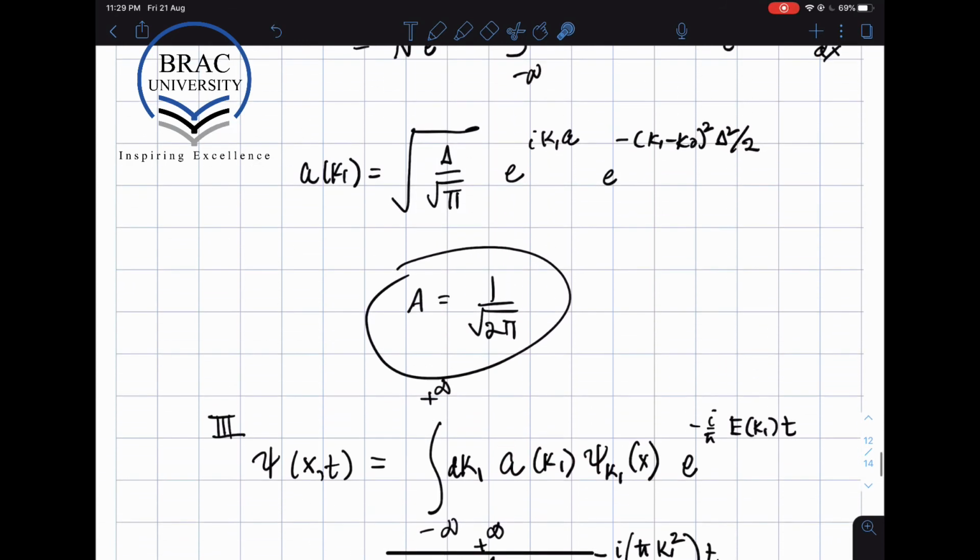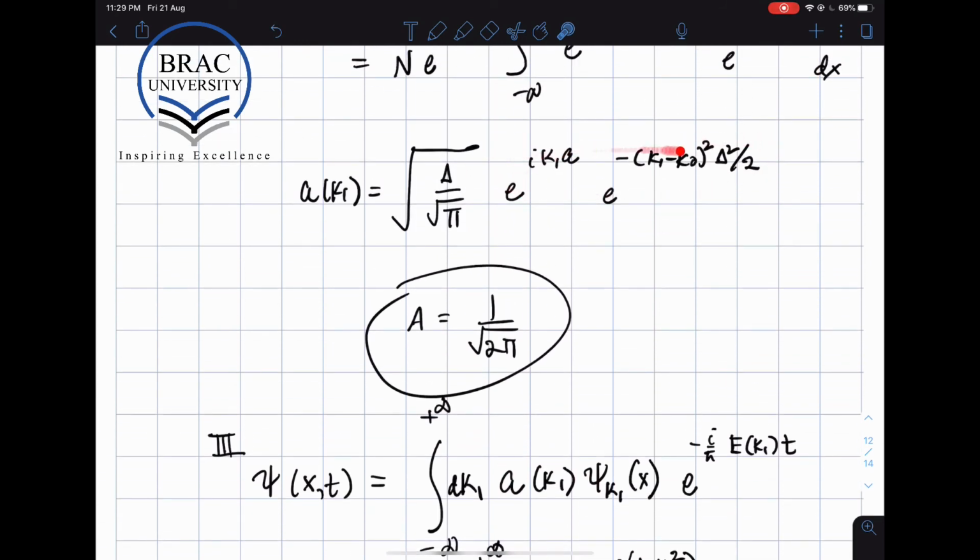Now, what is a of k1? We saw that a of k1 is also a Gaussian. And we saw that delta was the spread of the original Gaussian in position space, and we had stated that that's actually quite large. Because this delta is the numerator in the argument of the exponent, that means that this is very, very sharply peaked around k0, right?